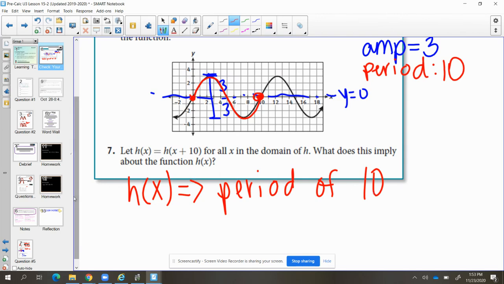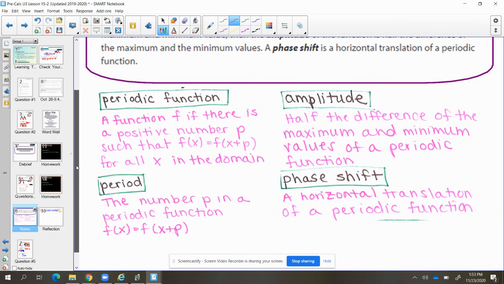Definitely will be working more with these vocabulary words, especially moving forward.